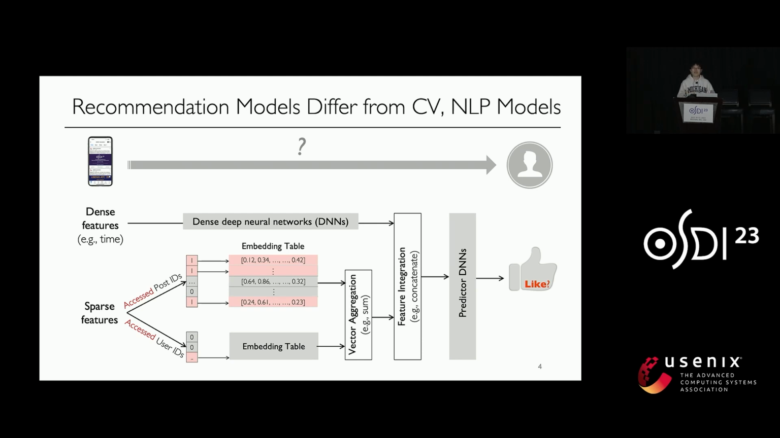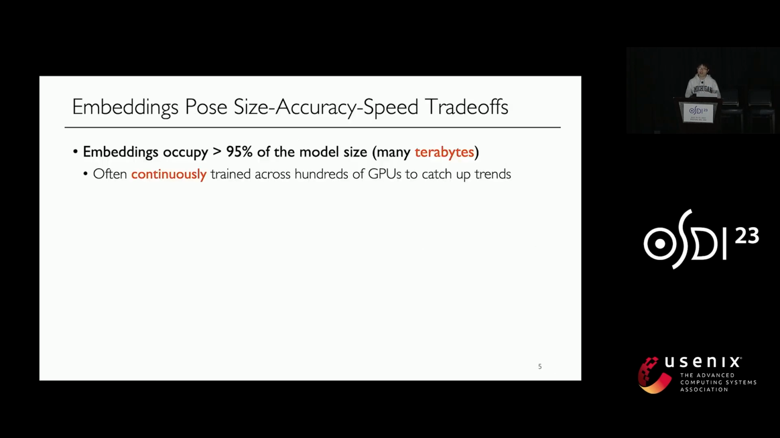To limit the number of embeddings, we often hash each specific ID to an embedding row. But still, due to the large number of embedding IDs, the embedding weights can occupy more than 95% of the model size, requiring many terabytes of memory capacity across hundreds of machines for real-time execution. Moreover, as new embedding IDs can be generated over time, like new posts, we often need to continuously train the model to catch up with the latest recommendation trend.